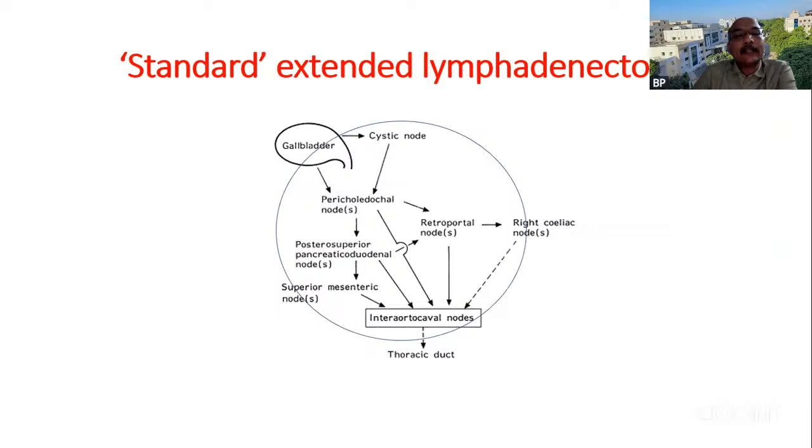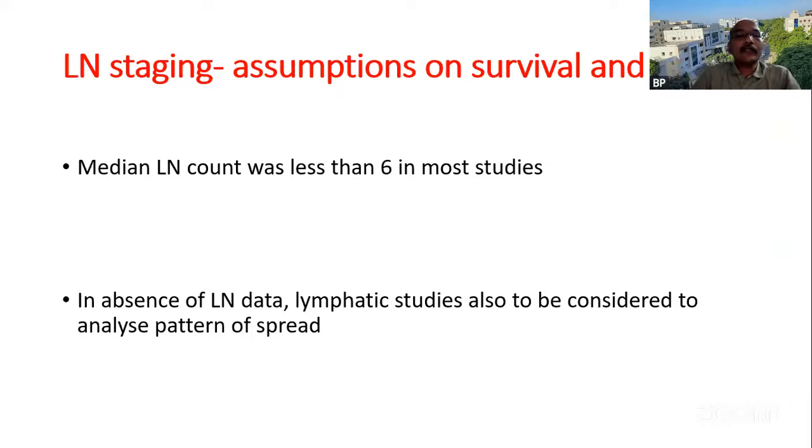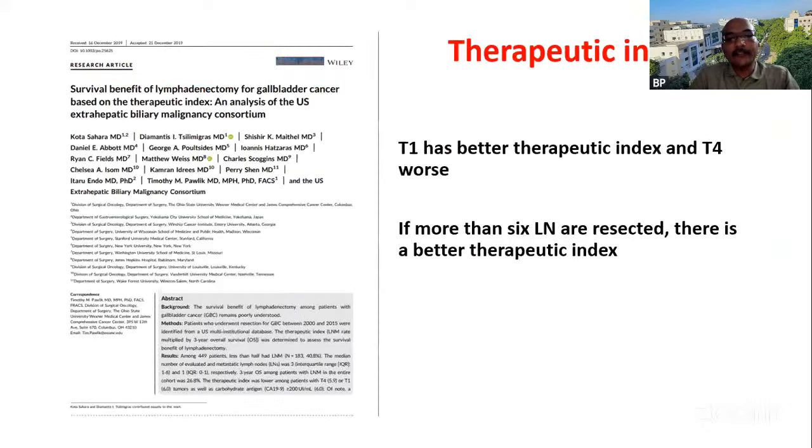So generally, some surgeons follow what is called a standard extended lymphadenectomy. Up to the intra-aortocaval nodes, they go and take it up. So what we need today is more lymph nodes, and only then can we predict the survival and also the proper staging. So the therapeutic index, which is basically the positive lymph nodes into the 3-year survival. So what we know today is T1 has a better therapeutic index and T4 is worse.